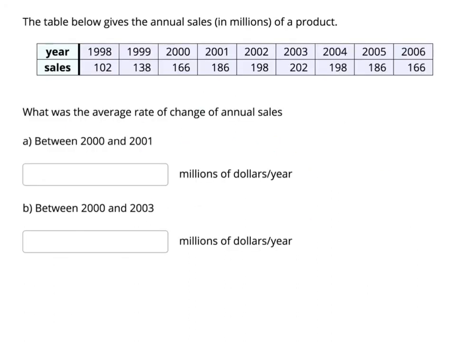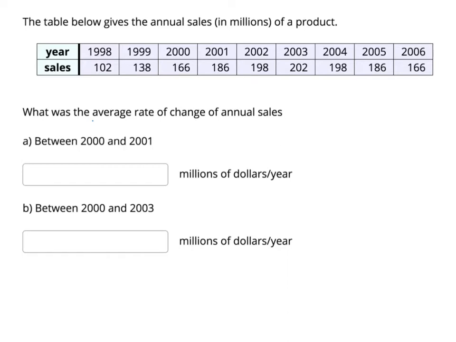All right, now in this problem, we have a table of values given. And in this case, it's asking us to figure out what was the average rate of change of annual sales. And so it's very much like that last one where we had the table, except we're going to have to be paying close attention to which years we're going between, because it never said that it's proportional or linear or anything like that. So we can't assume that the rate will be the same every single year.